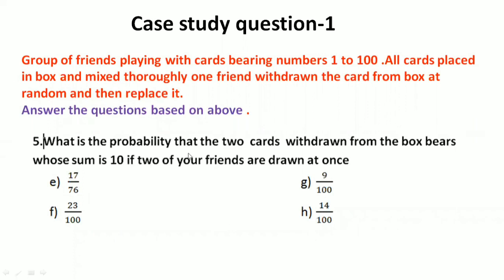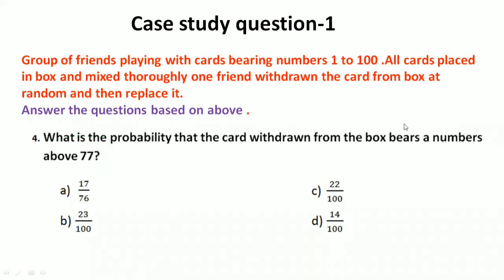What is the probability that the two cards withdrawn from the box bearing numbers whose sum is 10, if two of your friends draw at once? In the previous problems, we have seen only one friend drawing a card. So here two friends are drawing at once, means two cards we are drawing now. Whenever two cards are drawn from the box, the numbers on each card, their sum must be 10. Okay. Right. Let us go to the next problem.